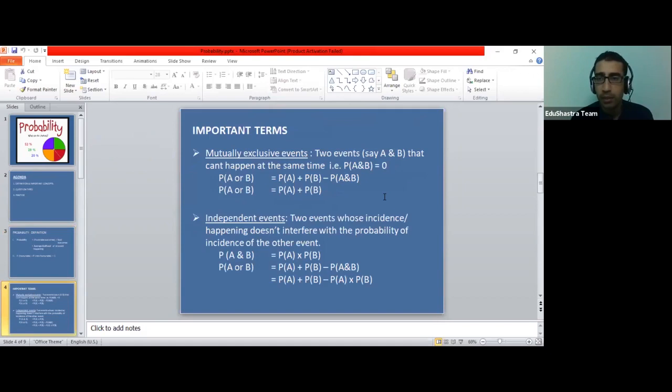And the next one is important. And before you jump to the formula, no, not necessarily. We'll come to the formula later. Let me know what you think of mutually exclusive events. What do you understand from the term mutually exclusive event?